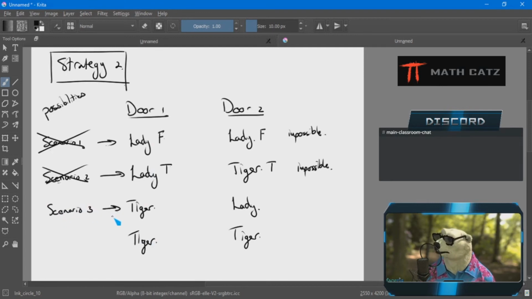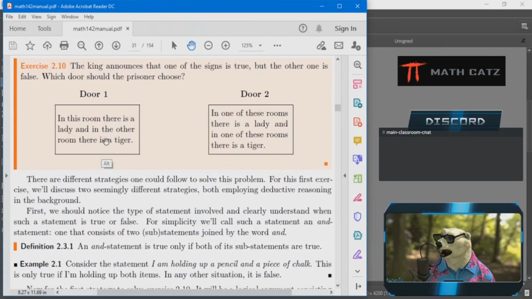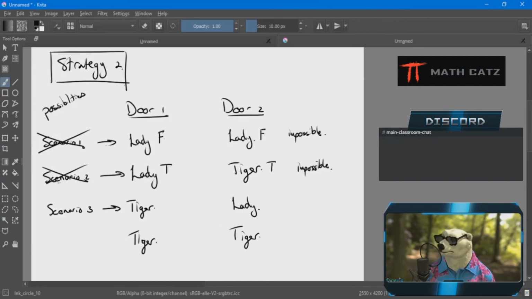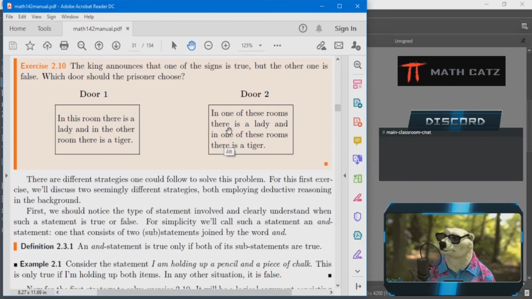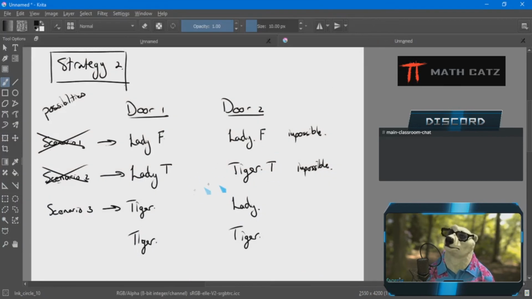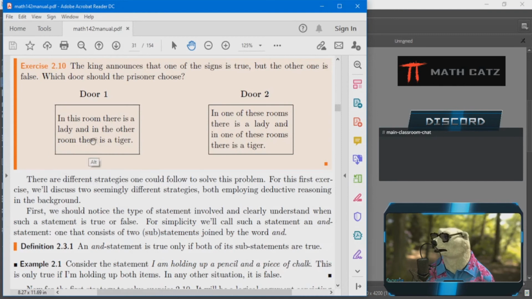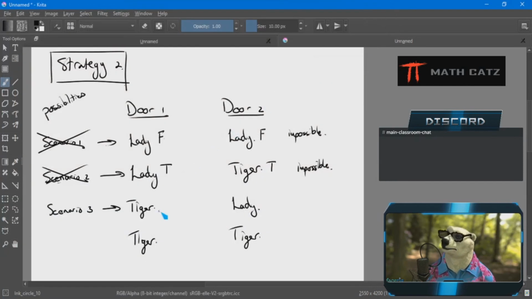Scenario three, tiger, lady. Door one says, in this room there's a lady, and in the other room there is a tiger. It's very important as you do these to really be familiar with what the doors are saying. You have to be very comfortable with everything the question says, because we need to remember them as we evaluate true and false things. So let me backtrack here. Door one. In this room there's a lady, and in the other room there's a tiger. True or false?